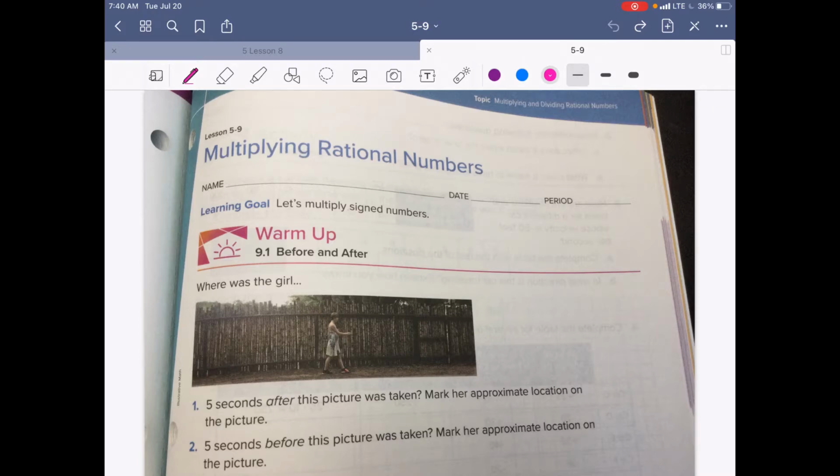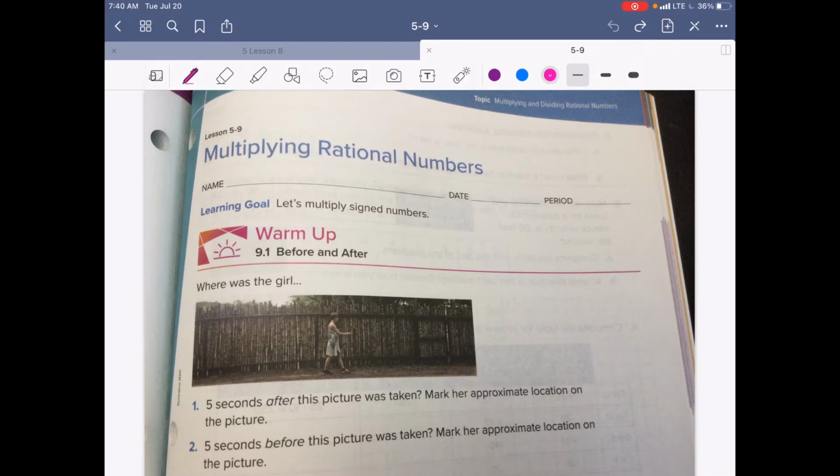Where was the girl? Where was she 5 seconds after this picture was taken? Mark her approximate location, 5 seconds before and after. So you're going to mark 5 seconds before and 5 seconds after. Take a moment to do that now.